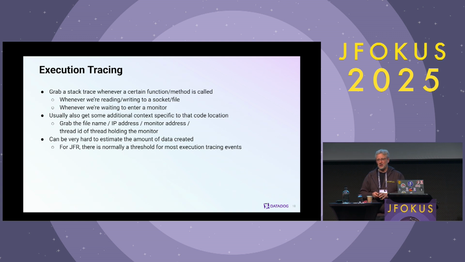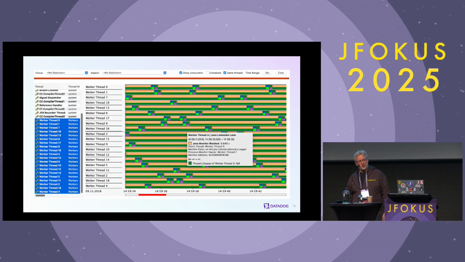The problem with execution tracing is that it can be very hard to estimate the amount of data created. So you can get a lot of data, and for JFR, the typical mechanism to deal with that is to have a threshold. So maybe you have a threshold of 10 milliseconds for Java monitor enter, right? Then you know that the outliers will be captured, but all the tiny ones that you probably don't care about won't be captured.